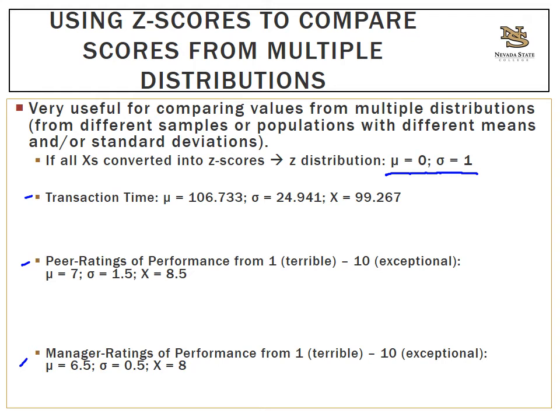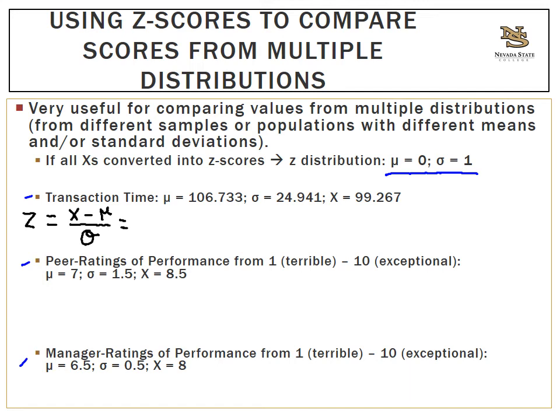So let's say you were a cashier at Chase and you wanted to determine which performance metric you performed the best on. So they evaluate you based on transaction time, based on peer ratings of performance, and manager ratings of performance. Well, the best way to do that is to use z-scores to find out which areas you are the most or the least impressive in compared to your fellow employees. So let's do it. If we're looking at the transaction time, to find your z-score, you do z equals, again, x minus the mean divided by the standard deviation.